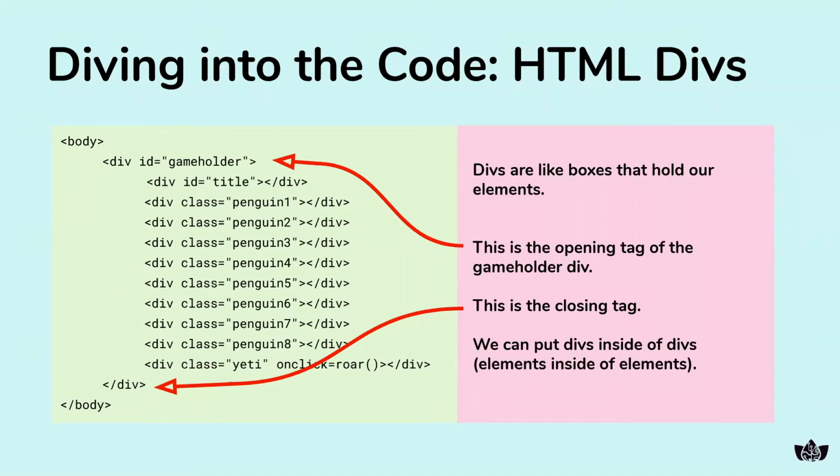Okay, let's hop back into Papa Penguins. And let's look at index.html. Similar to the first picture from the last slide, we have this big div called game holder. This is the opening tag of game holder, and this is the closing tag of game holder. Game holder is a box for our game. If you want to take a minute to understand the code, pause this video and read through the comments in the index.html file. Come back when you're ready.